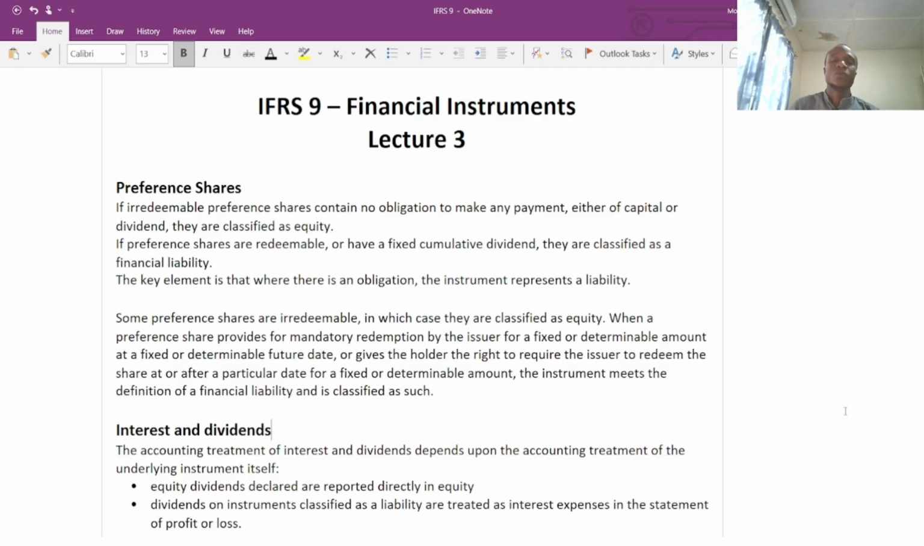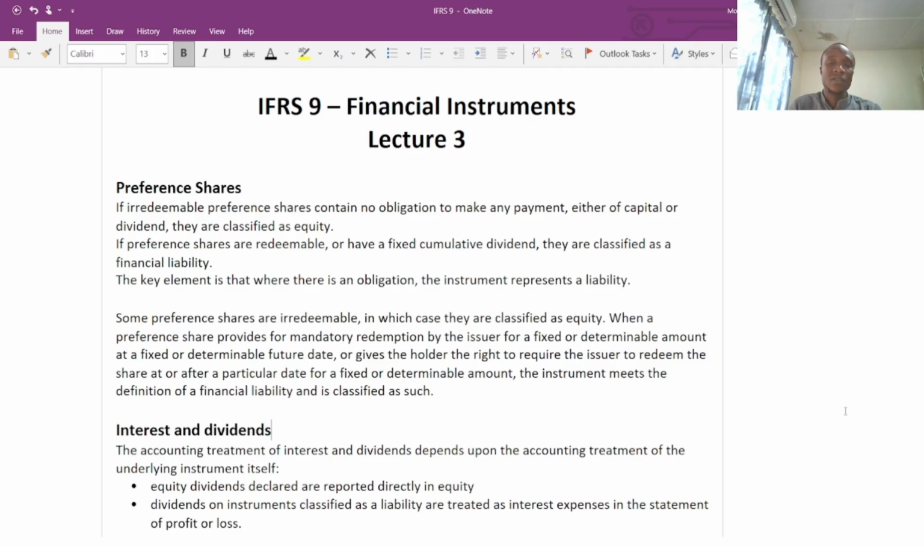Today, we are going to focus on financial instruments. We are going to continue where we stopped the previous class. Basically, today we are going to look at the concept of preference shares, whether we are going to account for it as equity or as a liability, as a debt. Alternatively, we are going to look at the interest and dividends content of IFRS 9.